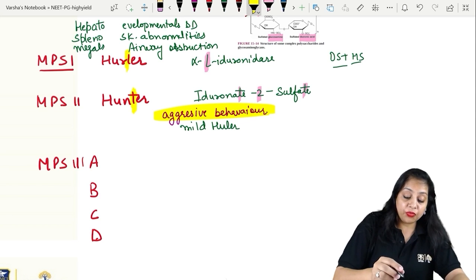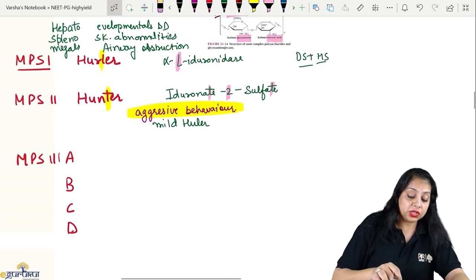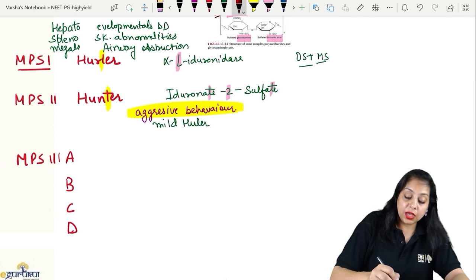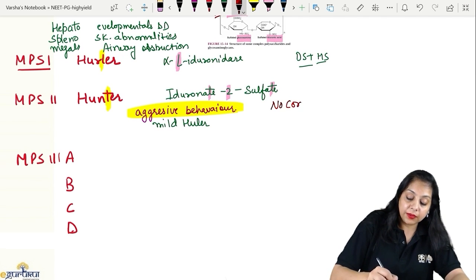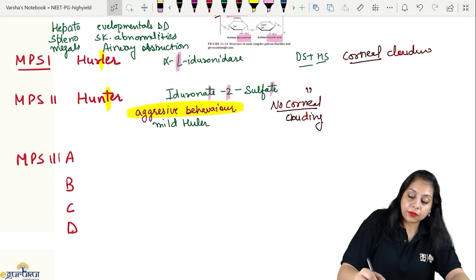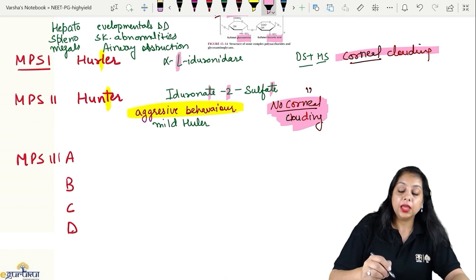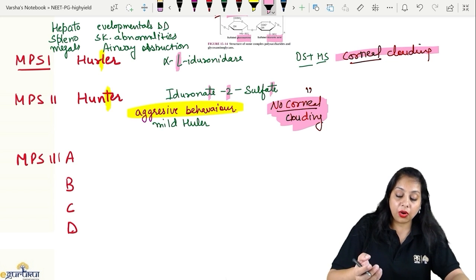One more major difference between them is the corneal clouding. Hunter has to hunt, so there is no corneal clouding. Eyes should be very perfect. This is how you are going to remember. Whereas in Hurler, there will be corneal clouding. So this is the major difference between them in the clinical case scenario.